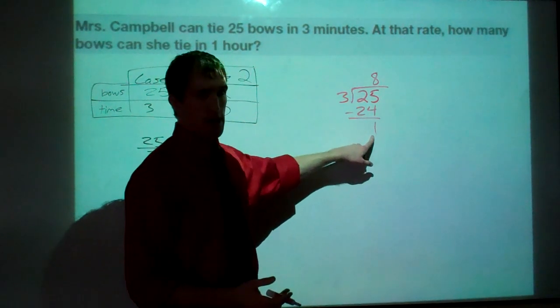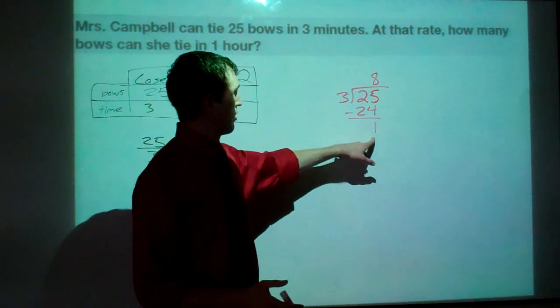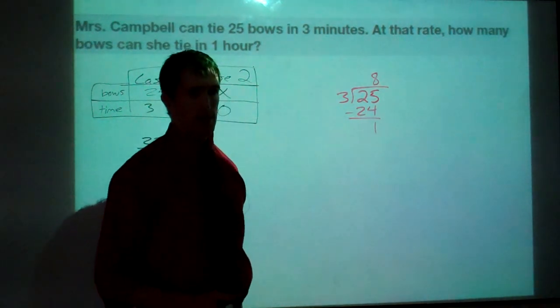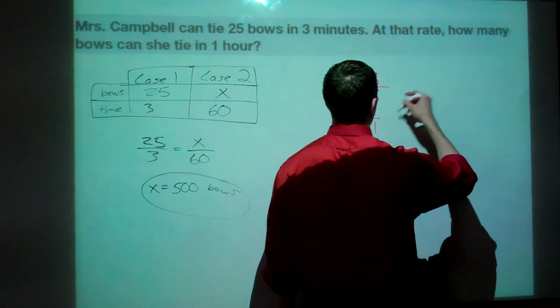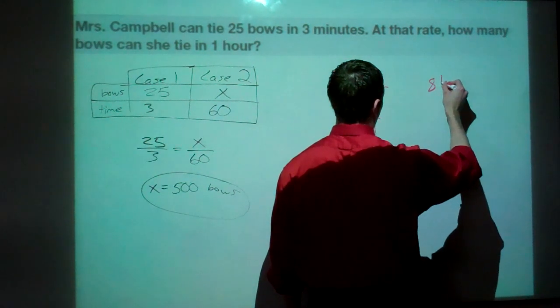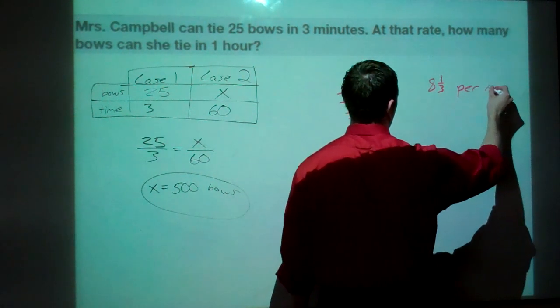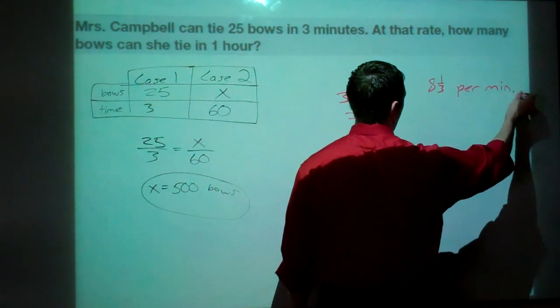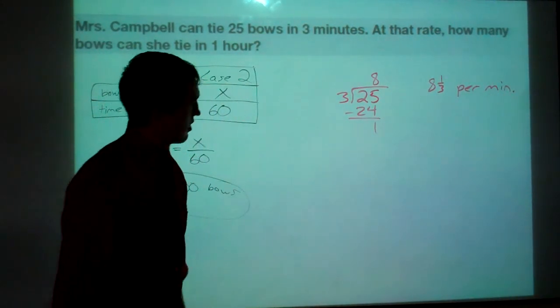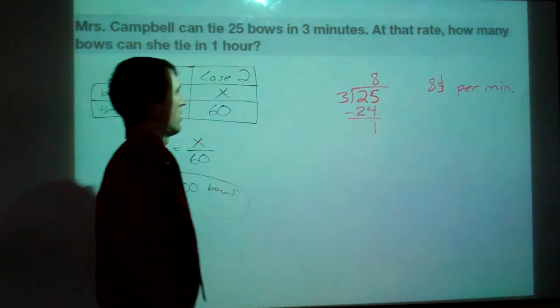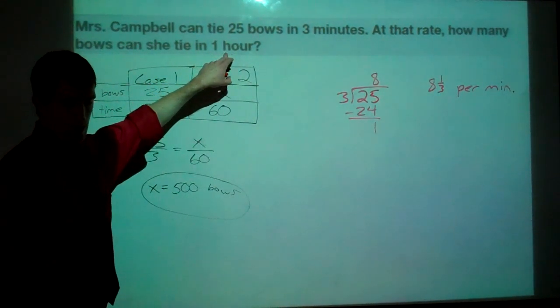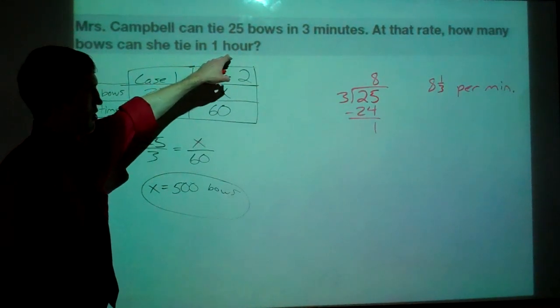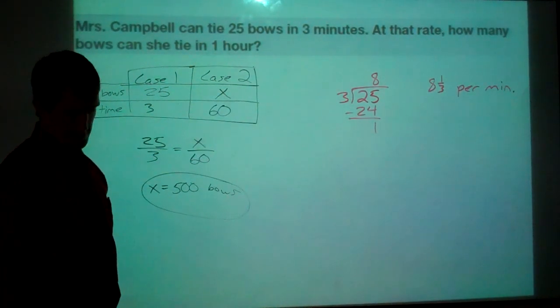Well, I'm going to check the remainder out, and what I'm going to do this time is a little different. Remainder 1, so 8 1/3 is our division answer. So that's 8 1/3 per minute, which is kind of a funky number to work with. And what we want to do then is multiply that times 60 minutes for an hour, and we should get how many she can do in an hour. So we want to take 8 1/3 times 60.